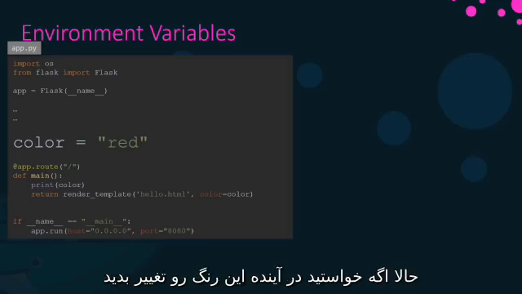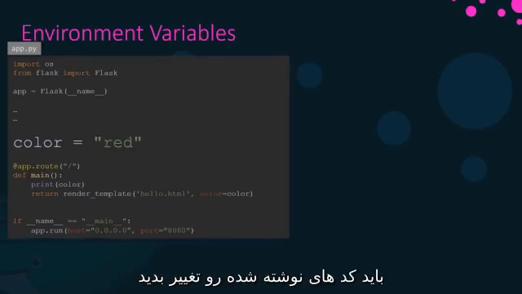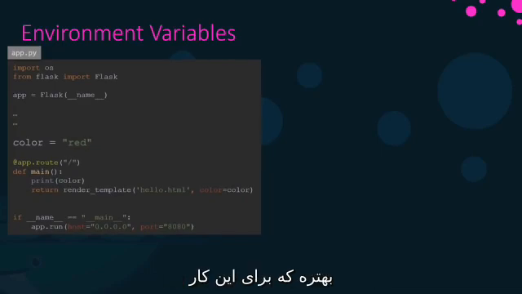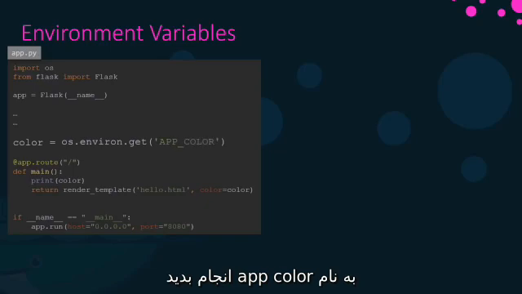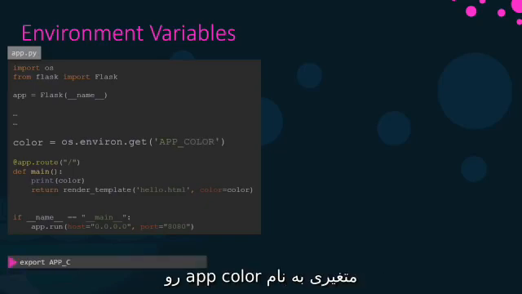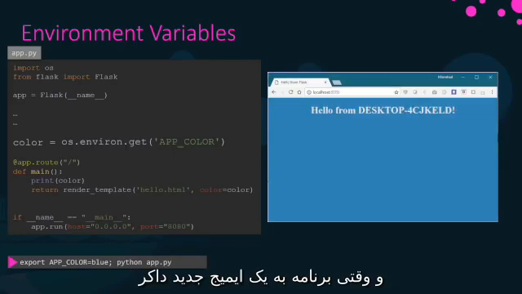However, if you decide to change the color in the future, you will have to change the application code. It is a best practice to move such information out of the application code and into, say, an environment variable called app_color. The next time you run the application, set an environment variable called app_color to a desired value, and the application now has a new color.